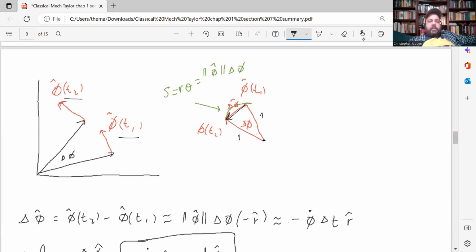And the vector delta phi hat, which is this vector over here, is approximately equal to the arc length that I have drawn here in green. Which is, again, by trigonometry, s equals r theta, which is equal to the norm of phi hat times, sorry, this should have been, times the angle, right? So s, this is r, and this is theta, okay?